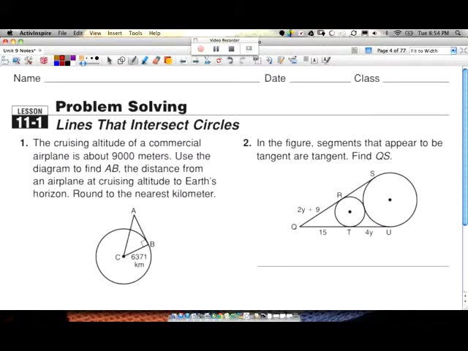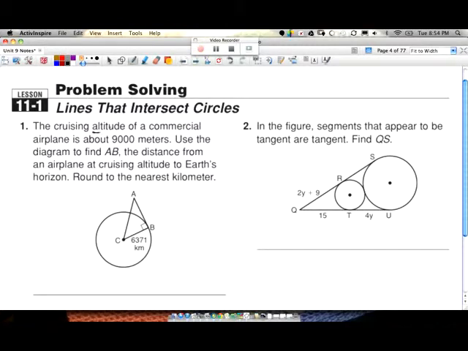Now, let's look at the stuff that's not a piece of cake. We need to see what we can do to calculate these things. We got a lot of stuff going on. Let's take a peek at it. First one, the cruising altitude, the height of a commercial airplane, is 9,000 meters. Use the diagram in this distance to find AB, the distance from an airplane at cruising altitude to the Earth's horizon. So they're asking for this side right there.